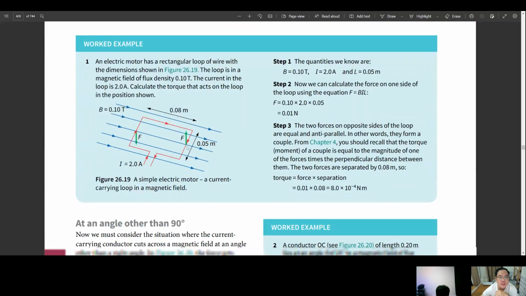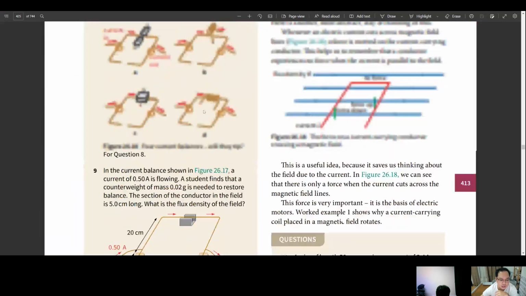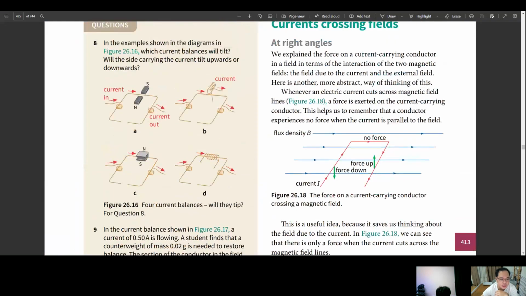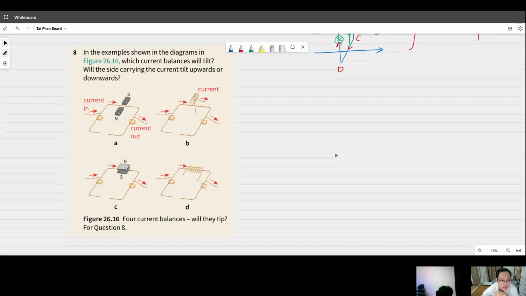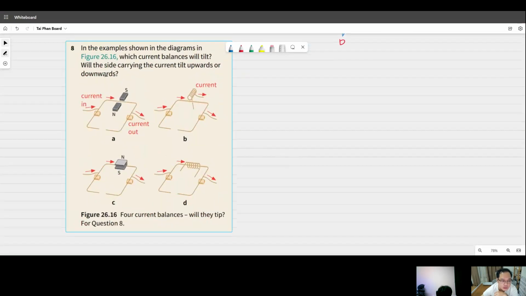Okay, let's do question 8 here also at the bottom about the magnetic balance. Which current balances with tilt? So it's about using the left-hand rule to determine the direction of the magnetic force acting on the current.